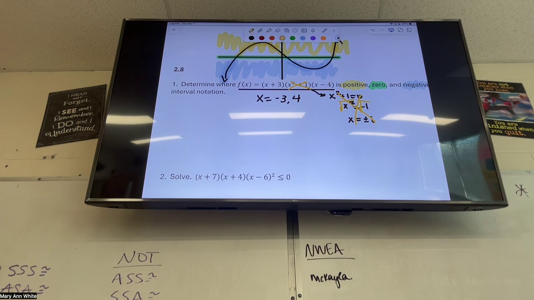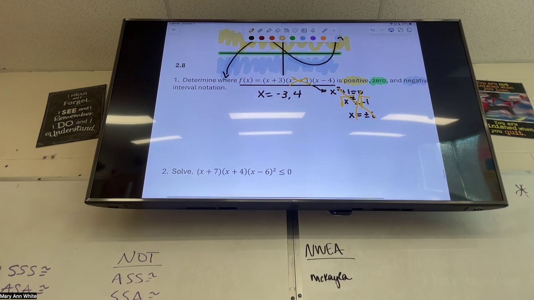So zeros matter, and then how my graph goes. Is it positive even? Is it negative even? Is it negative odd, positive odd? Is this positive or negative? Positive. Is it even or odd? Good. Why is it even? Good. One, two, three, four. Is it positive? Because there's no negative out front. Show me with your arms, what does positive even look like? Touchdown Jesus, right? So let's graph it.